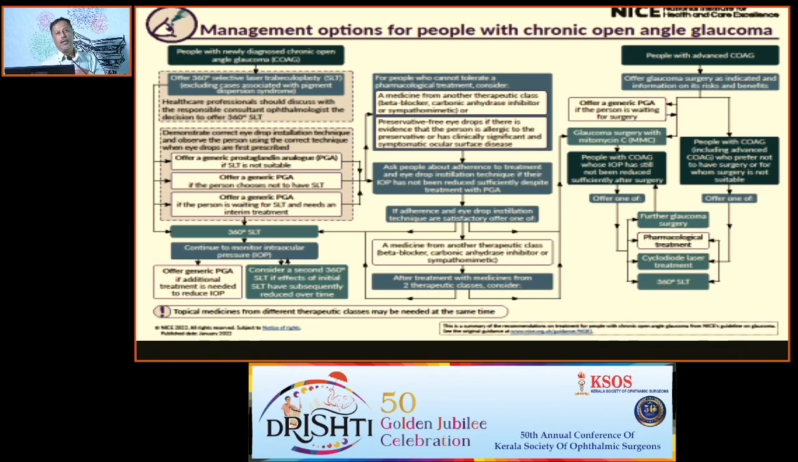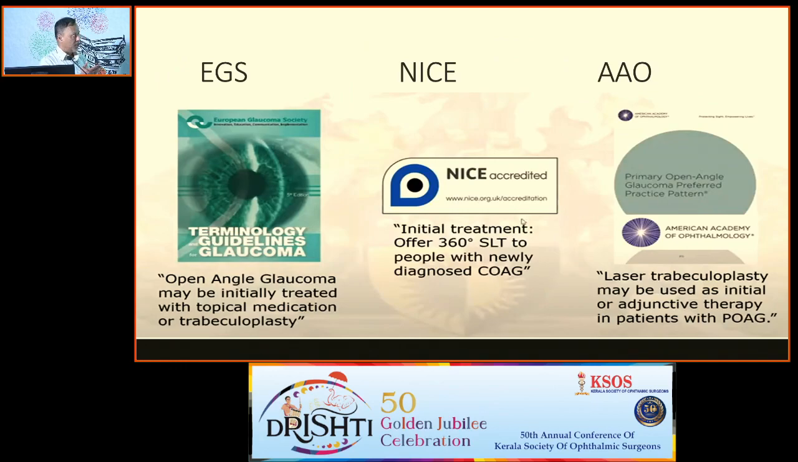So, sitting in my clinic, I do talk to them about SLT, but I don't really offer them SLT, because I know that if I put them on the waiting list for SLT, it takes them about a year to get the SLT. So I have to start them on some sort of a drop, and then we have that discussion later on. Everyone else has also got into the act. That's the European Glaucoma Society, American Academy of Ophthalmology. So everyone's recommendation now is to offer laser trabeculoplasty as the first treatment for open-angle glaucoma.